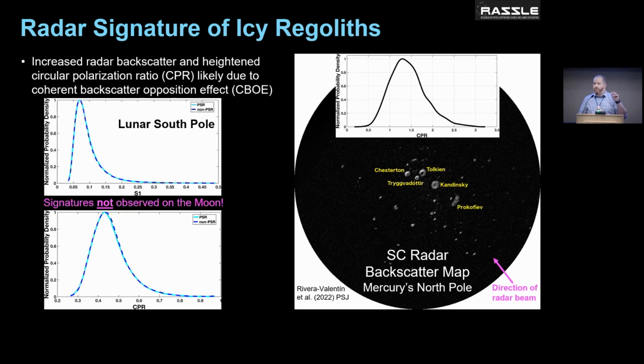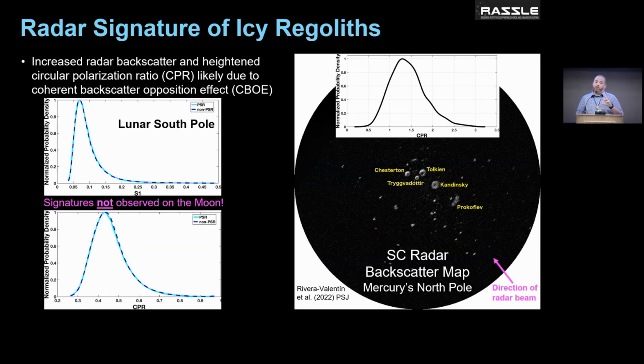The other aspect for water ice is that it should have a high circular polarization ratio. It's not just high, the values should primarily be between 1 and 2. So above the map, I'm also showing you a normalized probability density of the CPR distribution over the PSRs in Mercury. That was a lot of acronyms, I just realized. But note that the primary CPR values are between 1 and 2, which is exactly what's expected if the coherent backscatter opposition effect is what's causing the radar brightness.